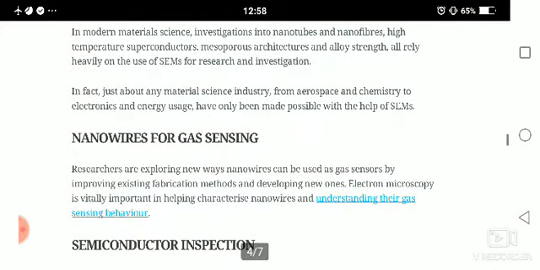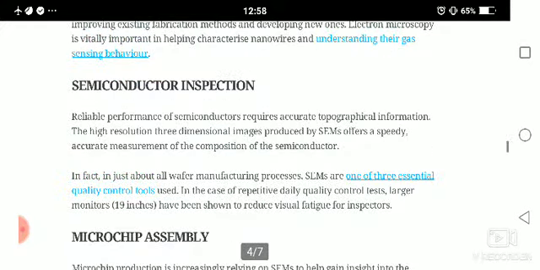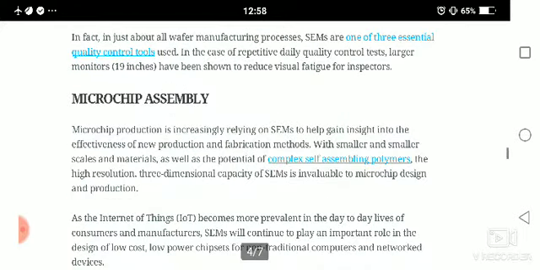Nanowires for gas sensing. The researchers are exploring new ways nanowires can be used as gas sensors by improving existing fabrication methods and developing new ones. Semiconductor inspection. Reliable information on semiconductors requires accurate topographical information. The high resolution three-dimensional images produced by SEM offer a speedy, accurate measurement of the composition of semiconductors.